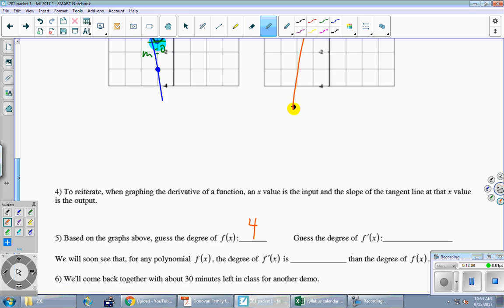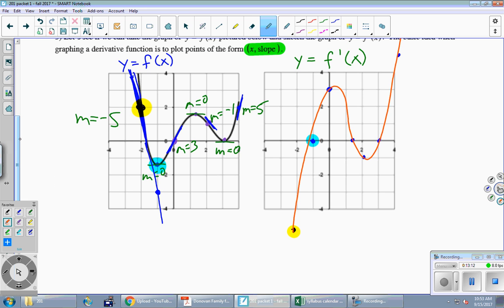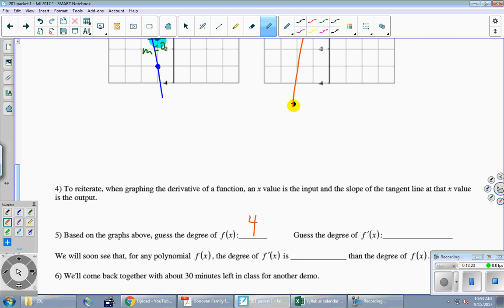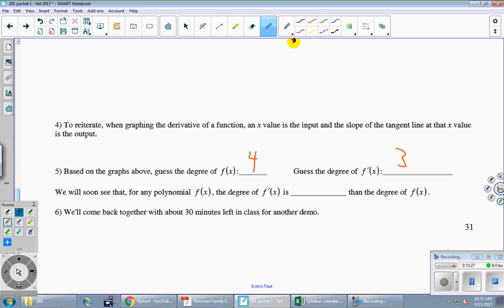And then same question on the derivative. Graph of the derivative. What degree do we think there? It's odd because we're doing different stuff, and maybe 3 because it's got 2 of our turning points here. 3. Okay, and so we'll soon see that for any polynomial, the degree of f prime has a very specific relationship to the degree of f. What do you think you have to do to the degree of f to get the degree of f prime?